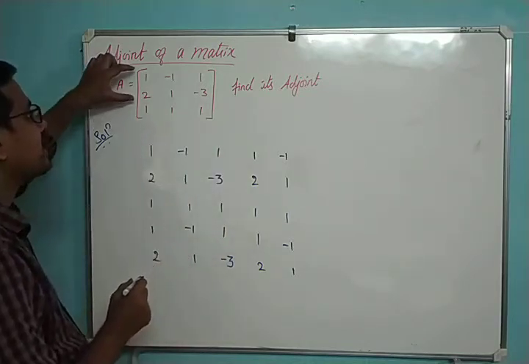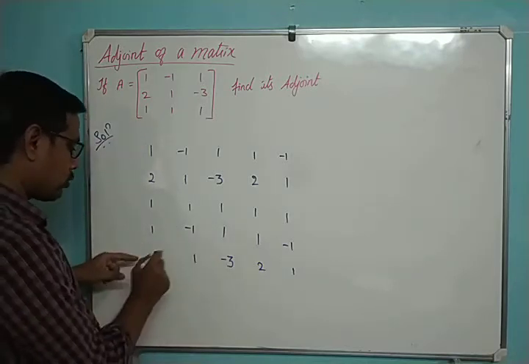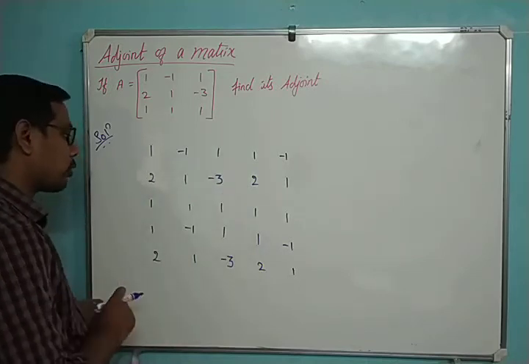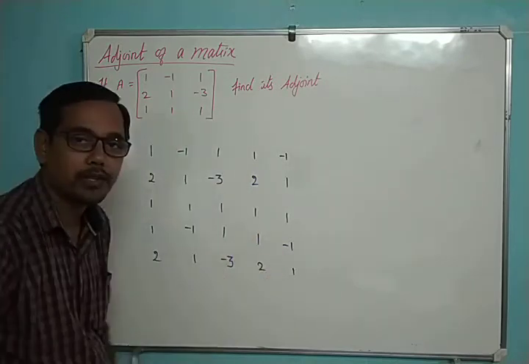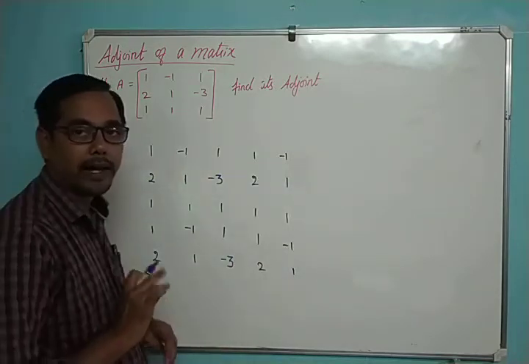These two rows I copied at the bottom. So I got 1, minus 1, 1, 2, 1, minus 3. Then I got 5 rows and 3 columns. These two columns I have shifted here once again, these two things. So I got this particular arrangement.